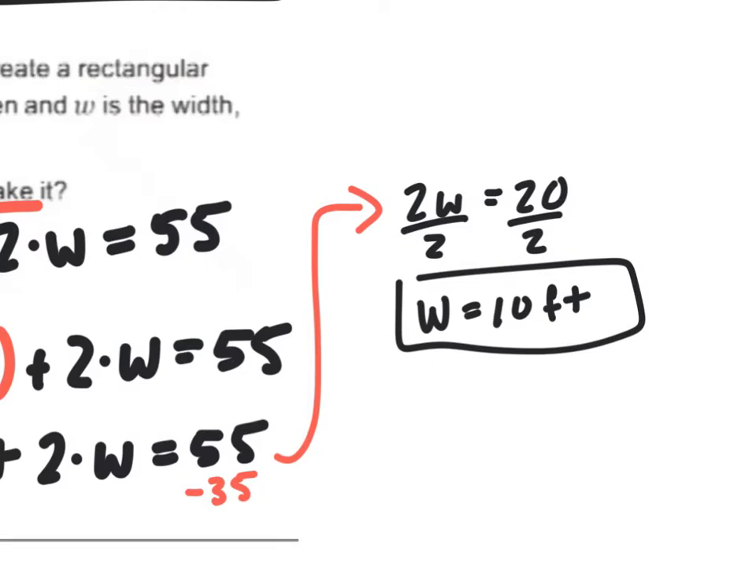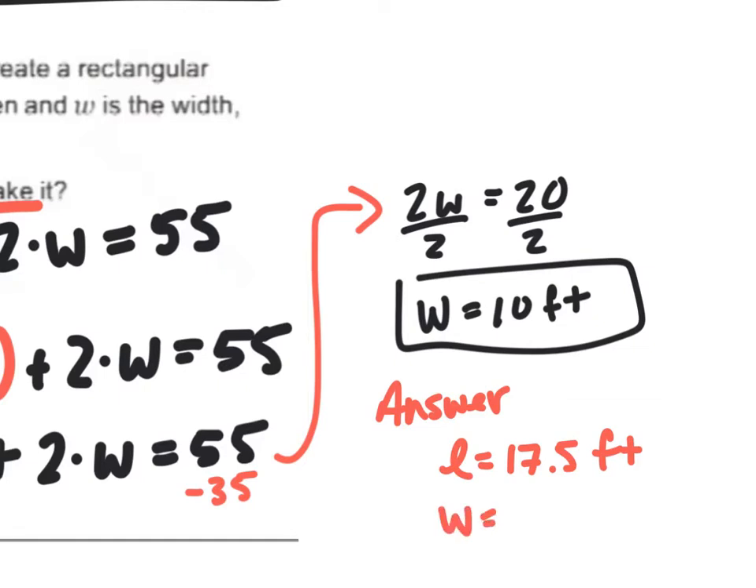So our answer: we know that L is equal to 17.5 feet, and we know that W is equal to 10 feet.